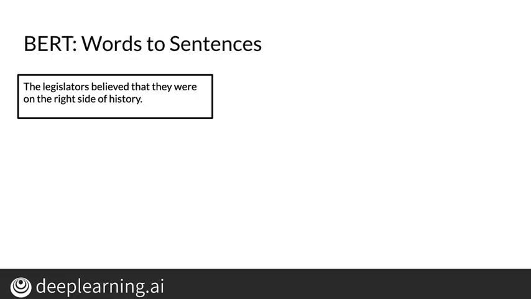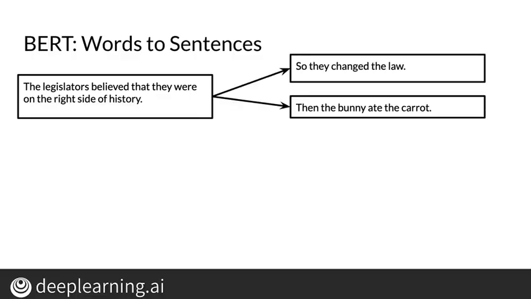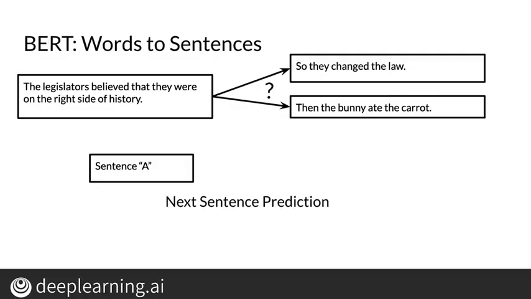So if we were to look at words to sentences, meaning instead of trying to predict just the word, we'll try to predict what the next sentence is. So given the sentence over here, "the legislators believed that they were on the right side of history." Is this the next sentence or is this the next sentence? So you have a sentence A, and then you try to predict the next sentence, sentence B. So in this case, it's obviously "so they changed the law."